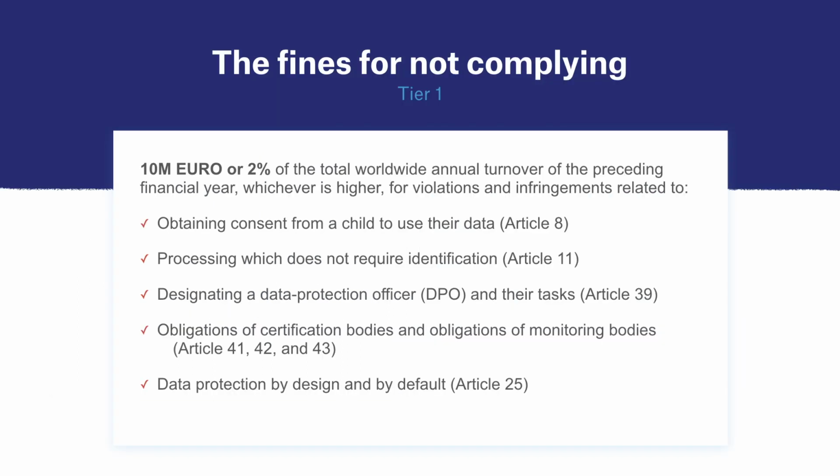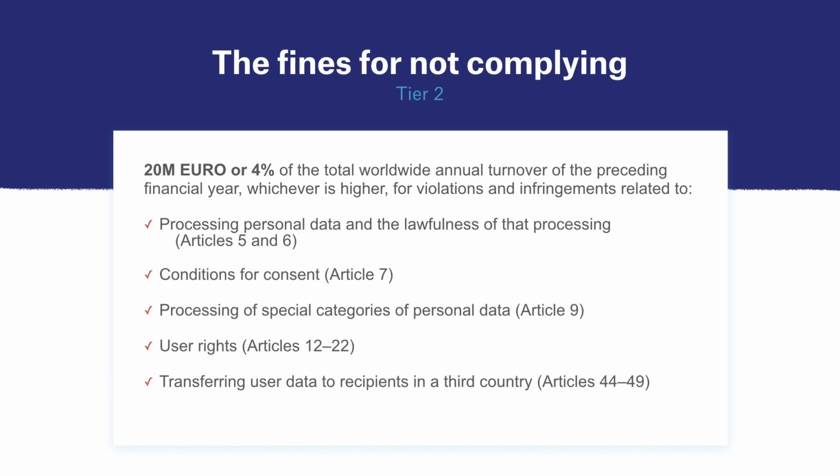And the last thing, as probably many of you are aware of, not complying with the GDPR is quite expensive. There are two tiers of fines. Tier 1 is either 10 million euros or 2% of total turnover, whichever is higher. There are a couple of things that fall under Tier 1. For example, processing of personal data when no identification is needed, not designating a DPO, or a lack of compliance with the data protection by design and default. The Tier 2 includes higher fines than Tier 1. It's either 20 million euros or 4% of the total worldwide turnover.